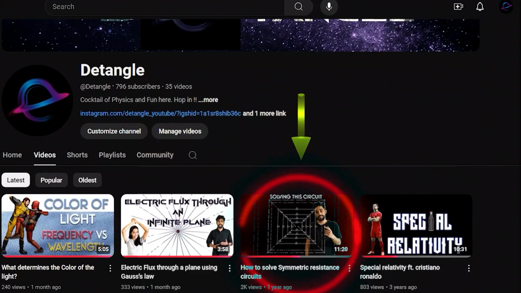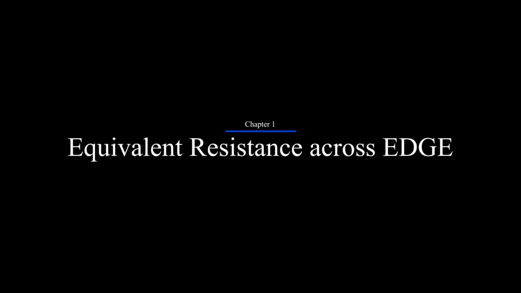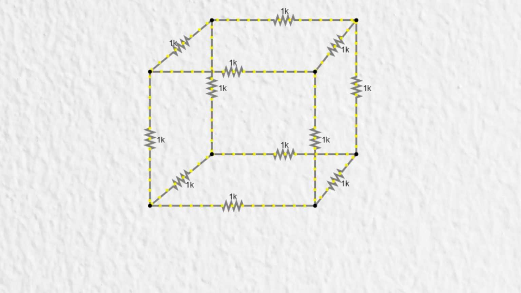I highly recommend you check this video on our channel, which will prep you for what is to come. In short, we are going to solve the cube resistive circuit using the concept of equipotential points, that is, 2 points which are at the same potential. So let's start off with the simplest case first, finding the equivalent resistance across any edge of the cube.